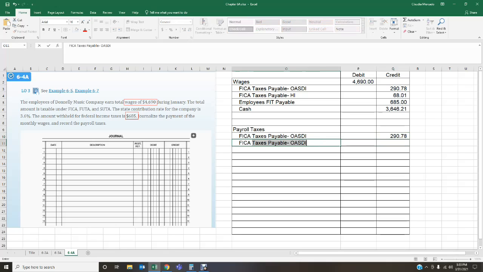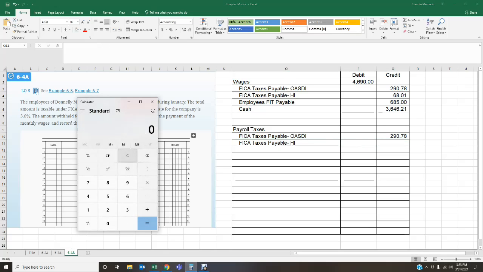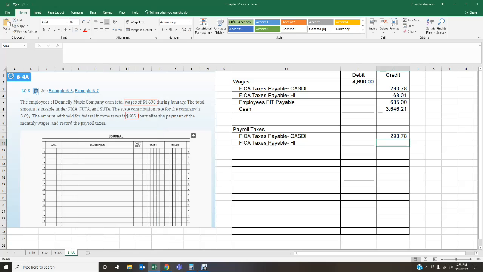The employer also has to pay, okay, we're going to put it into the FICA taxes payable HI account. It's going to be the $46.90 times the 1.45%, and that gives me 68. And remember, we're rounding up to 68.01. Okay, 68.01. There we go.